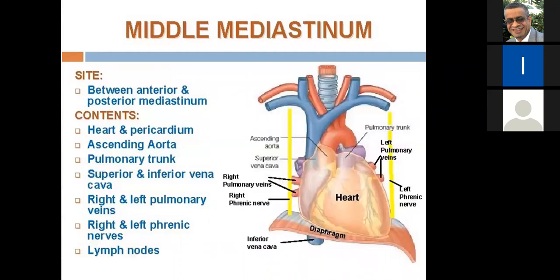The middle mediastinum lies between the anterior and posterior mediastinum. It contains the heart and pericardium, the ascending aorta, not the aortic arch, the pulmonary trunk, superior and inferior vena cava, as it is shown here. This is the aortic arch, the superior vena cava, and the heart, and the pulmonary vessels, and left and right phrenic nerves.